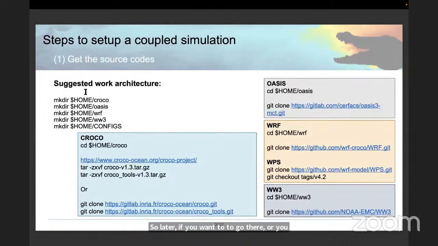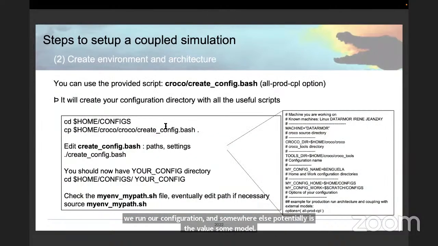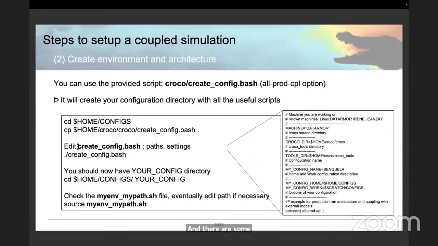Maybe some words on the architecture, because you will have a similar one, I guess. In general, we have a config directory in which we run our configuration, and somewhere else, potentially, the various model directories. And there are some very useful scripts, you will see. You may already have used the createconfig.bash script, which helps you build this typical architecture for configuration. And this is useful also in this case.